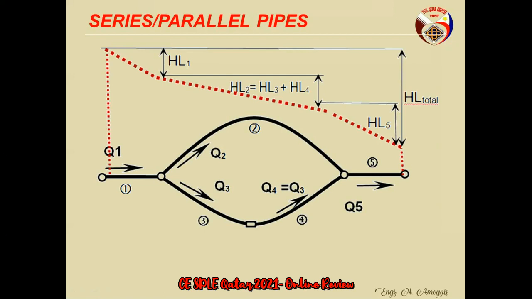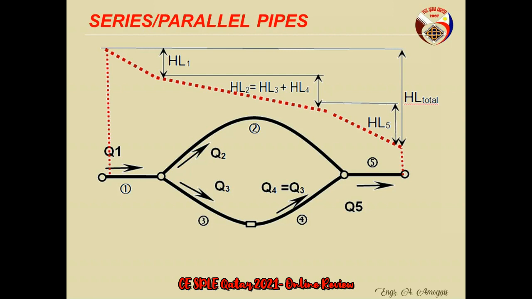Okay, una. Halimbawa, meron kang ganito. Yung pipe 1 is nakaseries sa pipe 2 and 3. Alright? Nakaseries yan. Pero yung 2 and 3 are parallel. Yung 3 and 4, series, which nakaseries dun siya sa 5. Nag-merge dun sa pipe number 5.